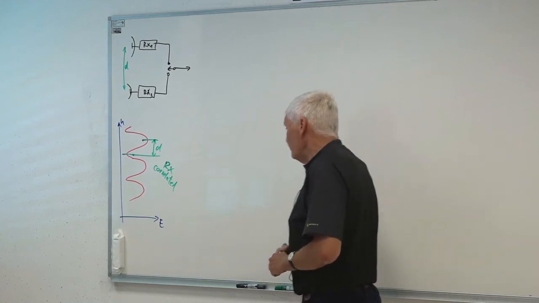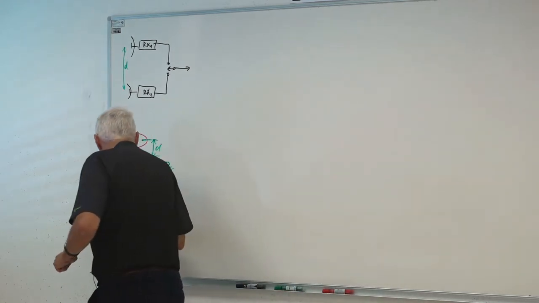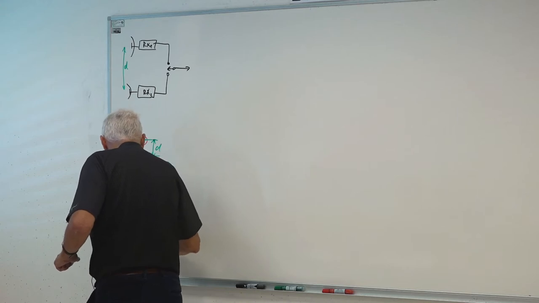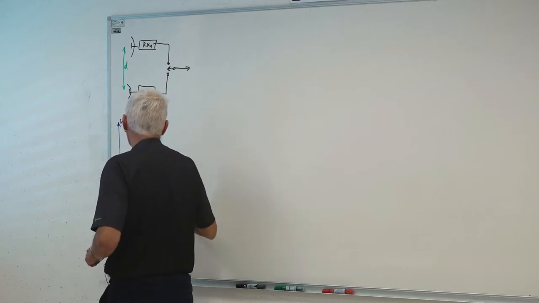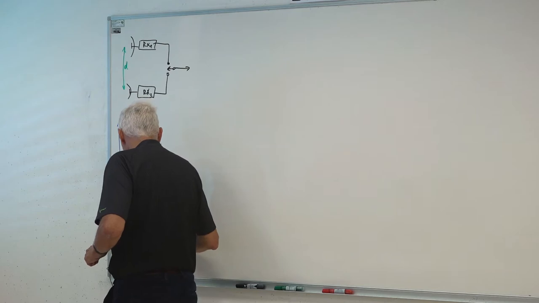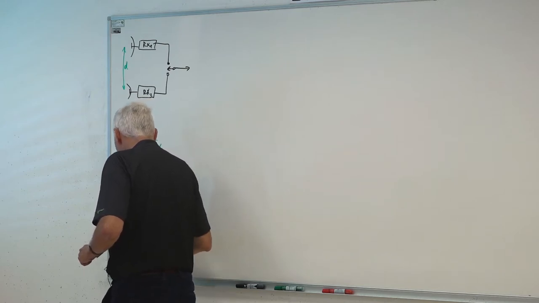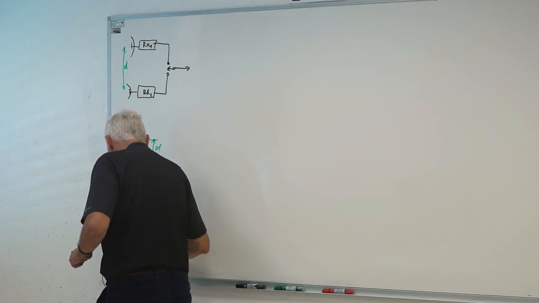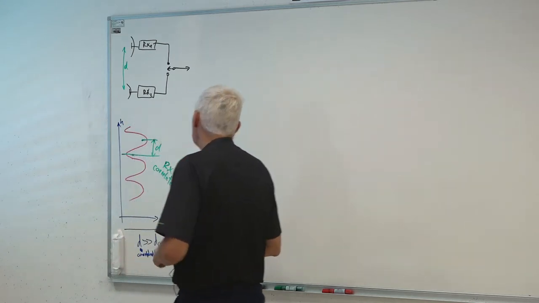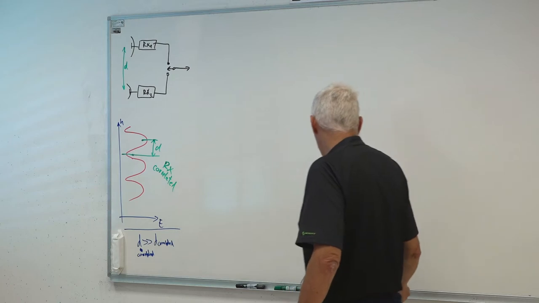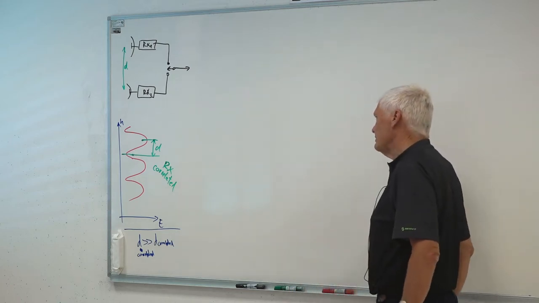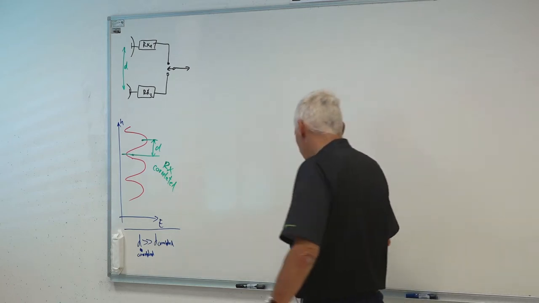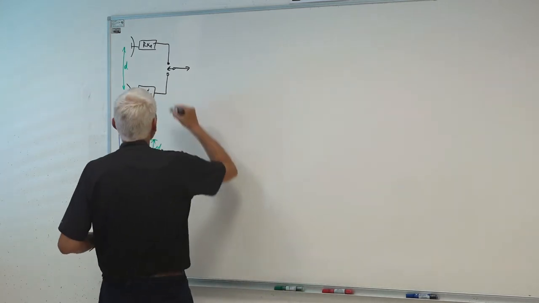For larger D, so D much larger than this D correlated, will be D uncorrelated. Then the two antennas will be uncorrelated, and if we can afford such a distance that the pattern is uncorrelated, what can we do here? One possibility was the switch.